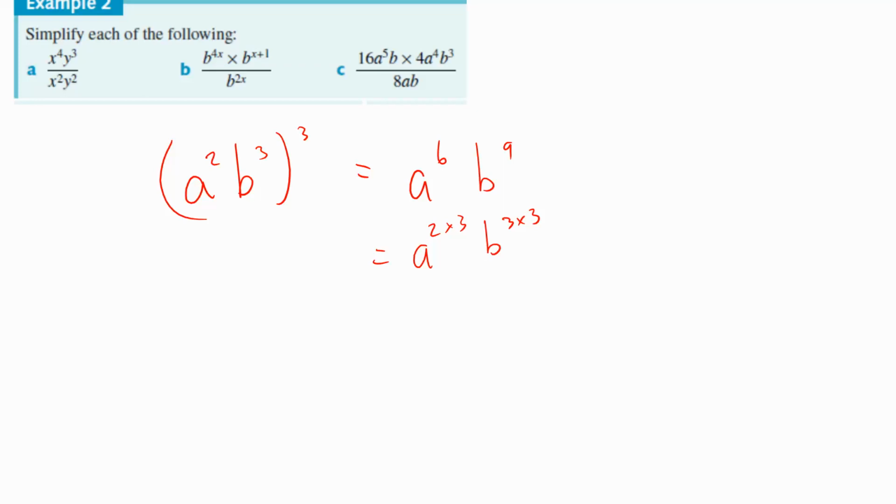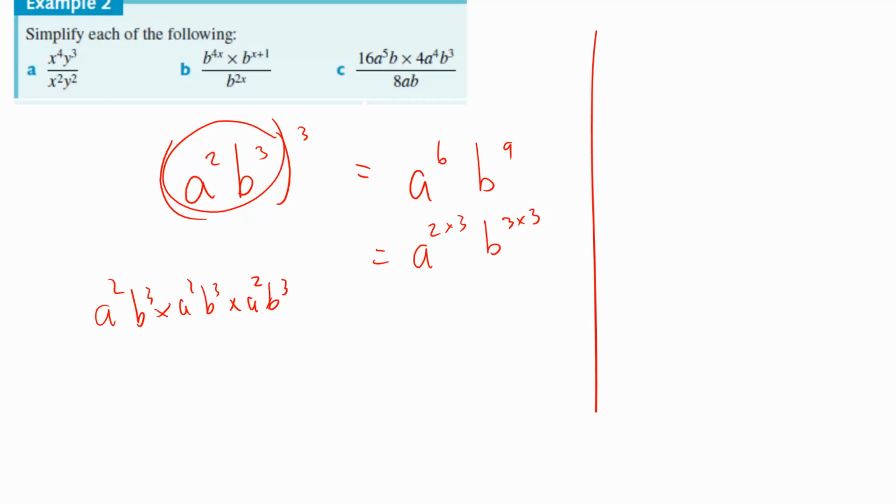And this logic comes back from rule number 1. You're just saying you got 3 of these doing a squared b cubed times a squared b cubed times a squared b cubed. You got 3 lots of 2's and 3 lots of 3's. That's why it becomes a to the power of 6, b to the power of 9. Okay, so that's the second last one. Now, I've covered most of the rules here so far.